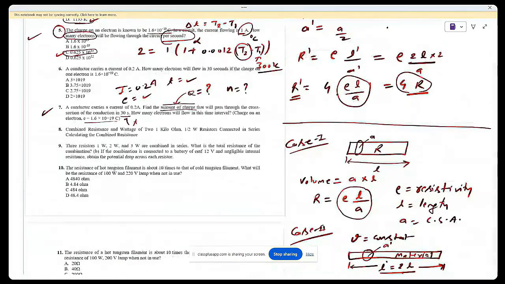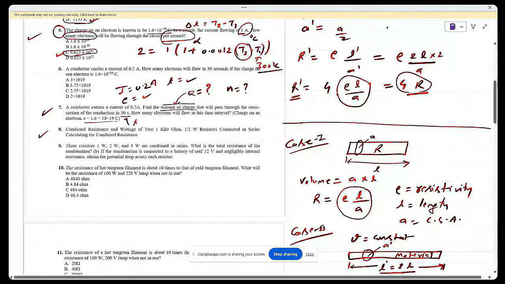Now question number 8. Combined resistance and wattage of two 1 kilo ohm half watt resistors connected in series. Calculate the combined resistance. It is saying you are provided two resistances having the resistance rating 1 kilo ohm and the power rating half watt. Now they are connected in series. So what will be the total resistance of the combination?